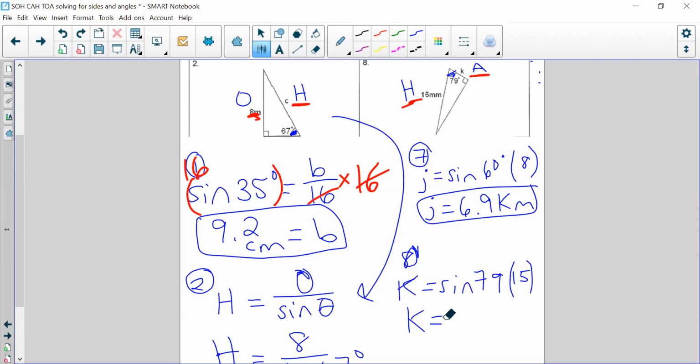Oh, I just did sine. I hope you guys caught me. This is cosine. I'm so used to using sine, but it's cosine because it's adjacent and hypotenuse. We'll get an incorrect answer if we use the wrong trig ratio. Cosine 79 times 15 is 2.862. So let's say 2.9 millimeters.